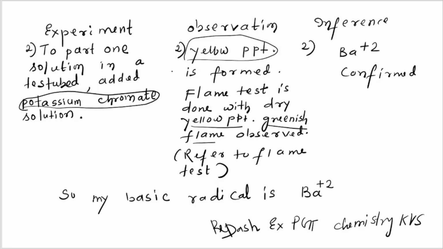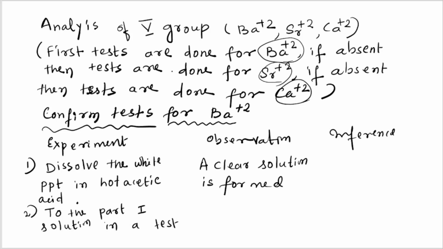Remember, I told you the analysis of the fifth group, that one you will write, but first tests are done for Ba plus 2, if absent Sr plus 2, if absent Ca plus 2. Don't write this in unknown acid radical analysis. It is to be understood. One should understand what type of test I will do, after one what test will come and what test will remain. All the things should be clear in mind. So here Ba plus 2 confirmed.